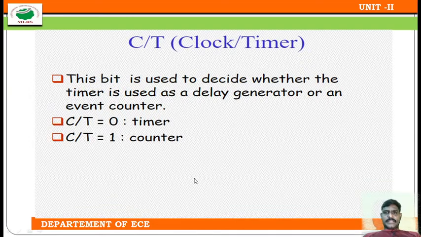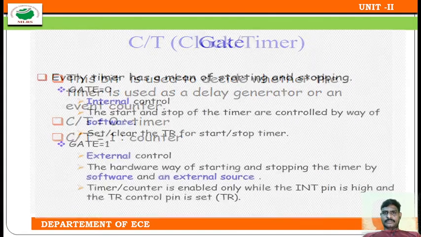Here, C/T is counter or timer. This bit is used to decide whether the timer is used as a delay generator or an event counter. When this bit is 0, it behaves as a timer. When this bit is 1, it behaves as a counter.